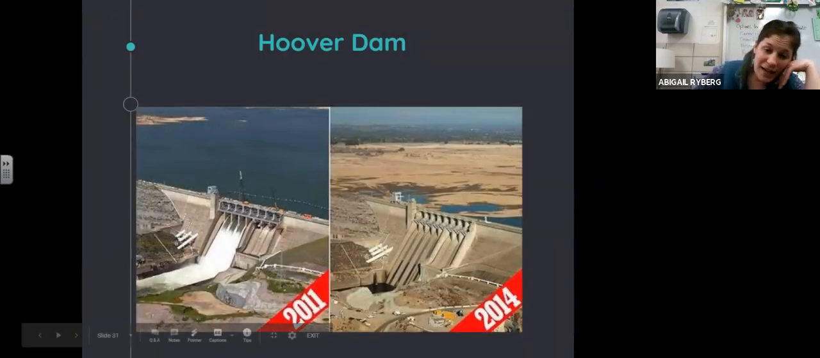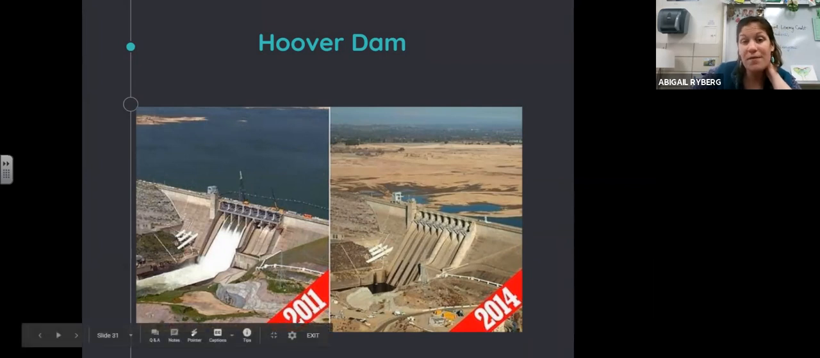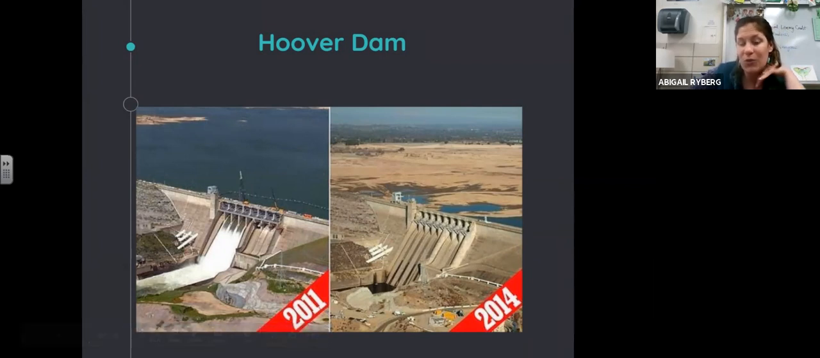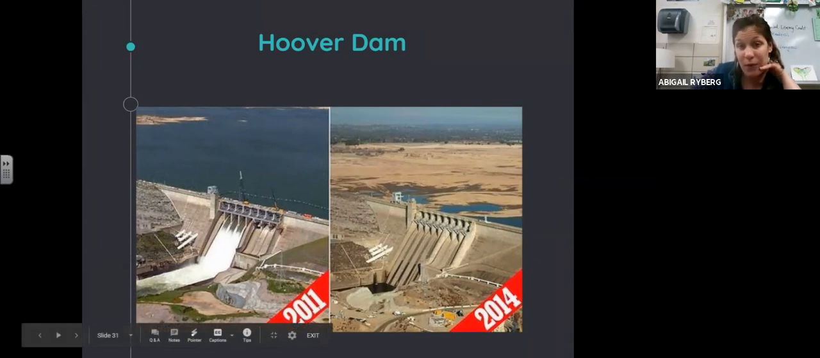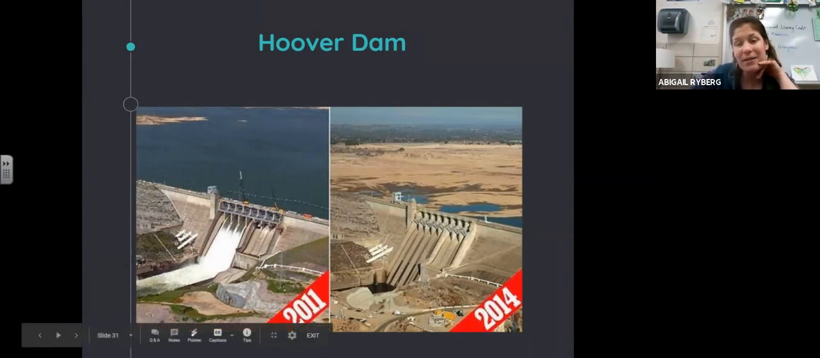Here is the Hoover Dam. Normally the Hoover Dam does produce hydroelectricity. 2014 was one of the years that they had really terrible drought, and you can see there's literally no water to even go over it. So not only is there not water for food and drinking or household use, but you can imagine that would affect the production of electricity, right?